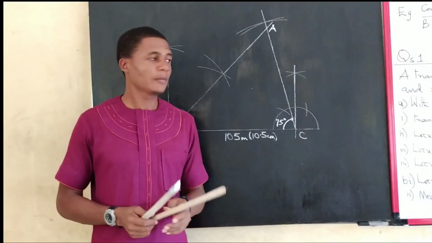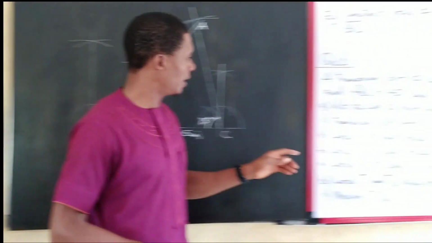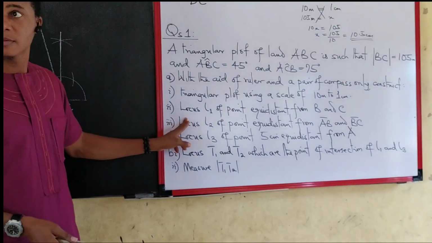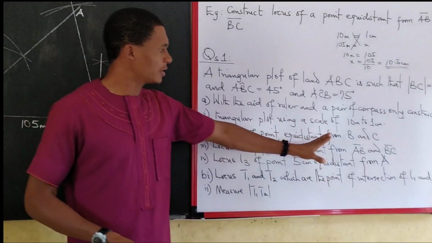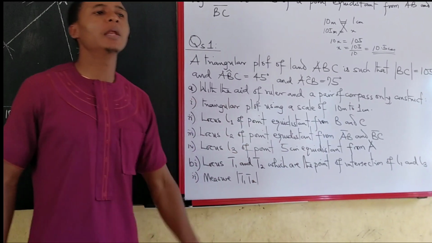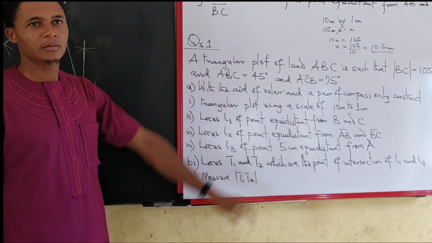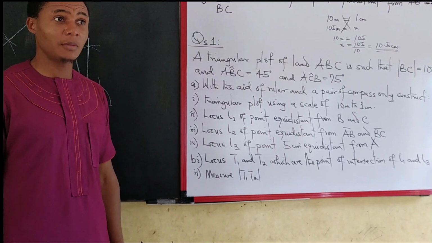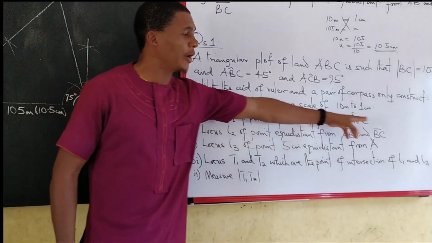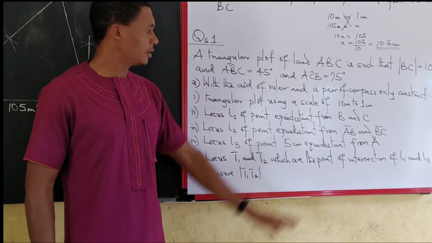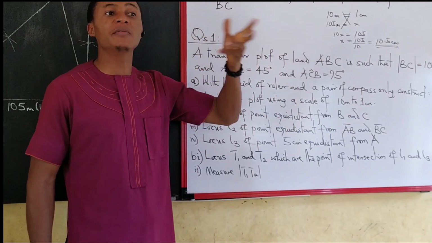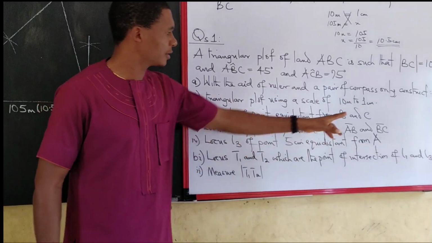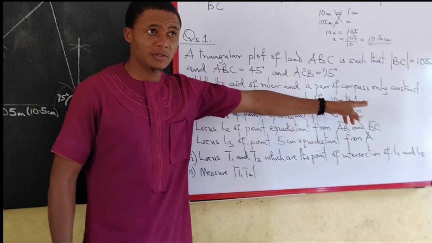Okay? Alright. Now they said: locus of any one of the points equidistant from B and C. Now what does this mean? Perpendicular bisector, because they have given me 2 points. This is the locus I gave you: locus of a point equidistant from 2 given points. So they are giving me 2 points, B and C.